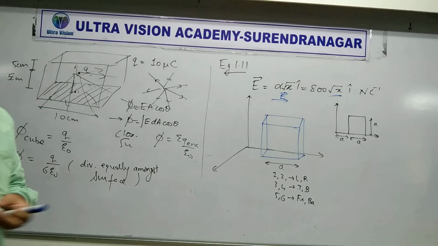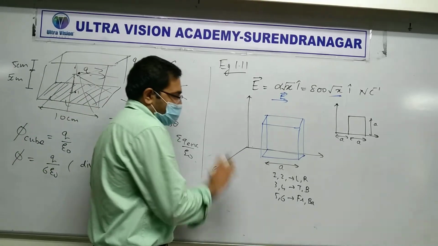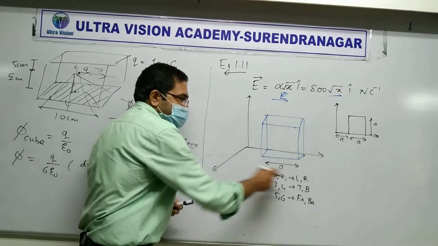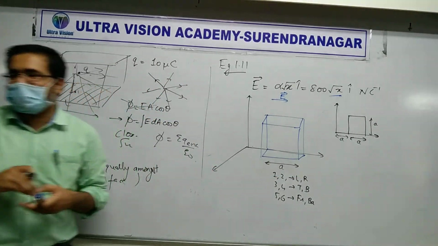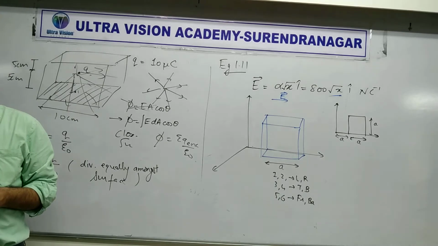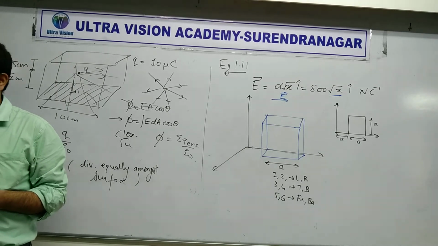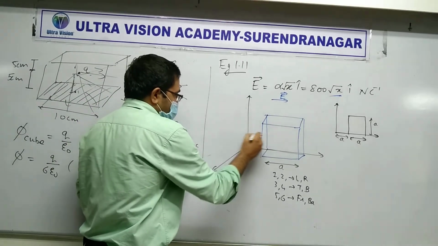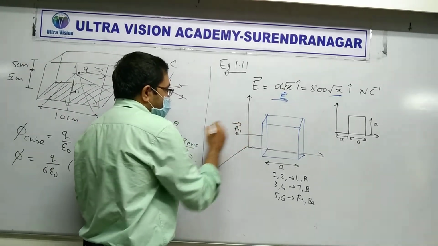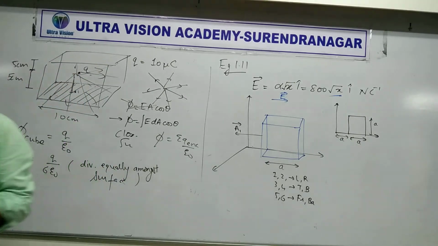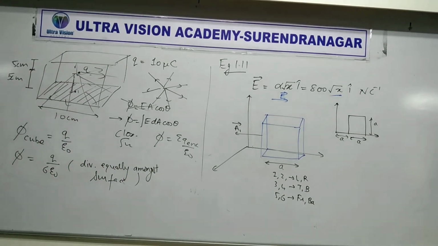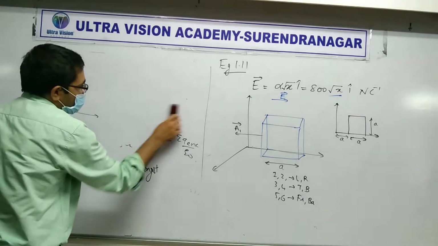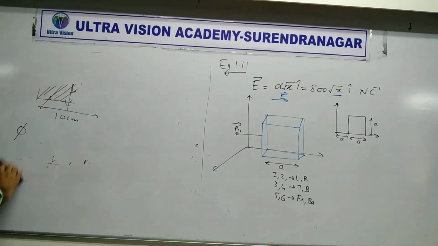So first of all, we will draw the area vector for surface number 1, the left side. What's the direction of the area vector for number 1? Left side. Why left side? Outward normal, because this is a closed surface. So area vector number 1 will be in this direction. And the electric field is in which direction? Right side. So what's the angle between them? 180.